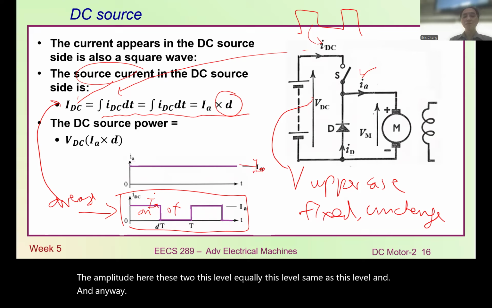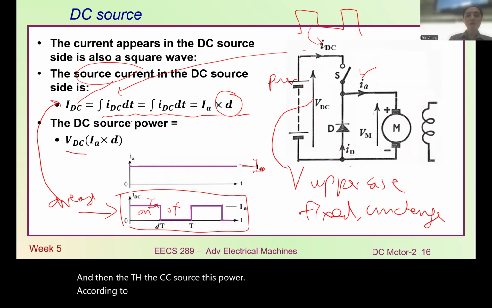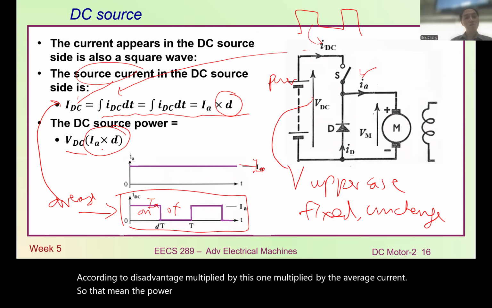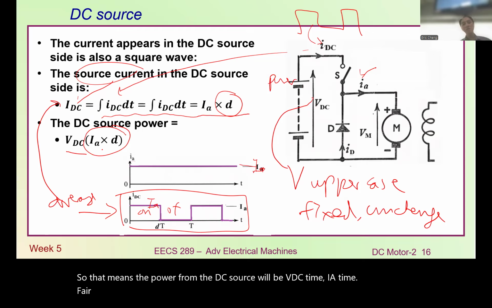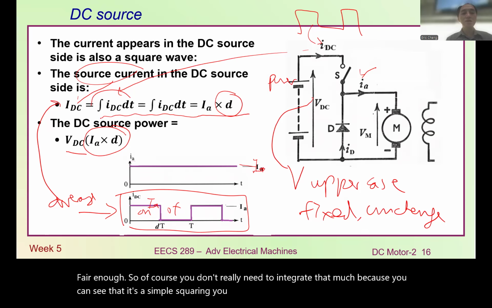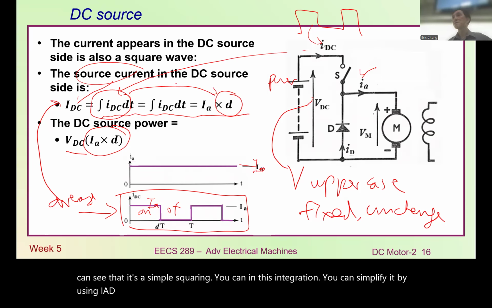And then the power from the DC source, of course, equals the DC voltage multiplied by the average current. So that means the power from the DC source will be VDC times IA times D. Fair enough. Of course, you don't really need to integrate that much because you can see that it's a simple squaring. You can simplify by using IA D anyway. That will be good enough.